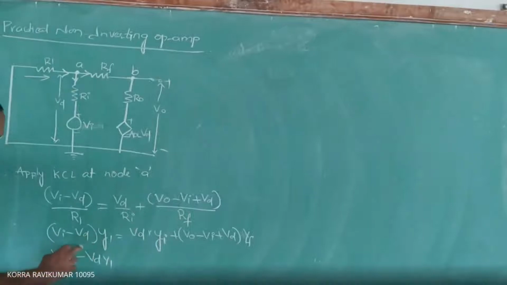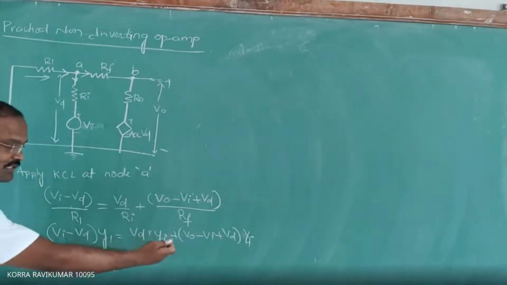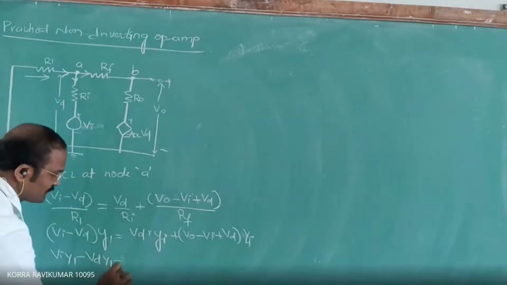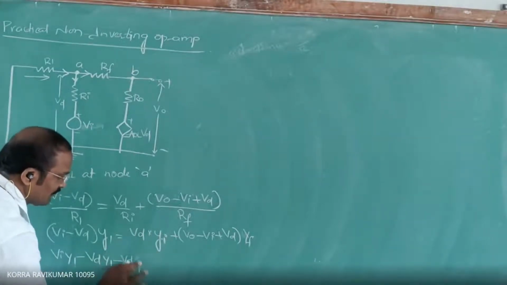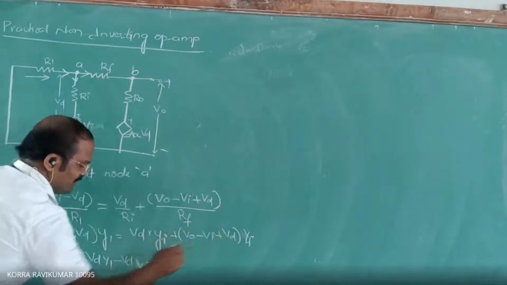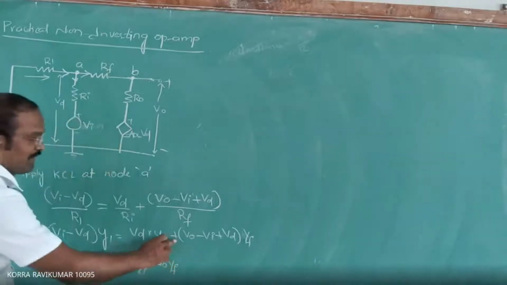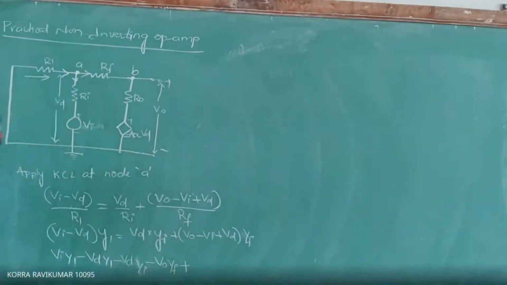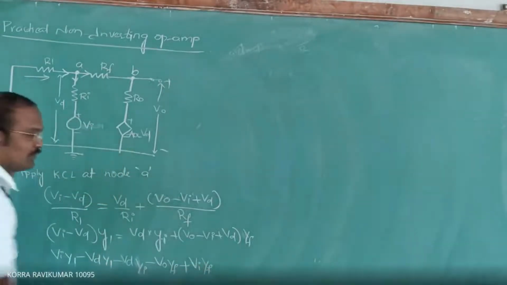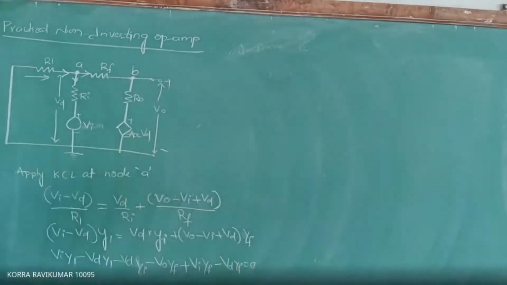Y1 into Vd, which is equal to RHS side terms. Bring RHS side terms to LHS side. Then minus Vd into Yi, minus V0 into Yf. Next, minus into minus plus Vi into Yf, minus Vd into Yf, which is equal to 0.